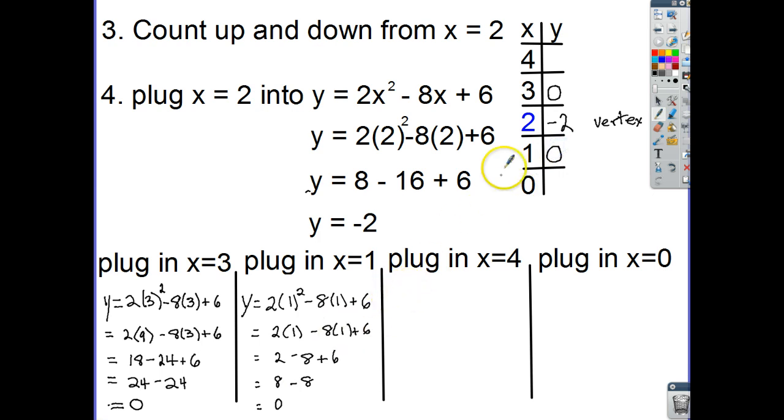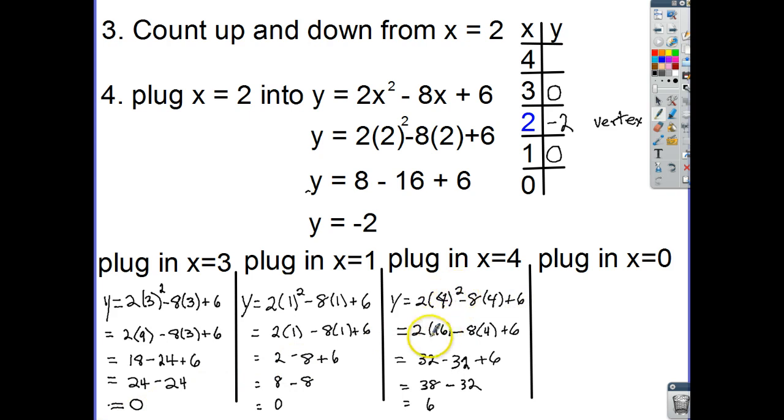Okay, let's plug in 4. So we get y is equal to 2 times 4 squared minus 8 times 4 plus 6.